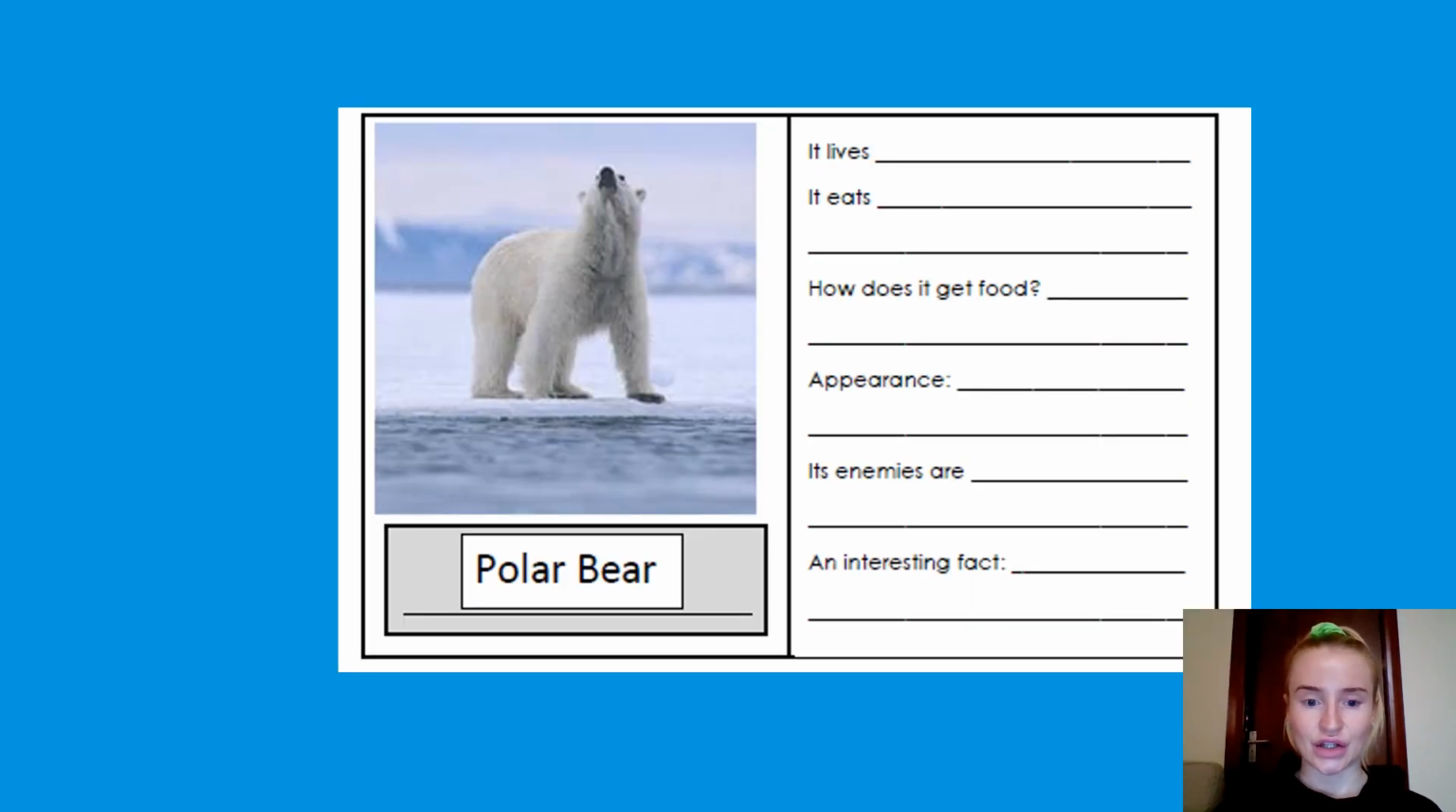And the last one that I chose is a small fact file about a polar bear. And this doesn't have any information, but it does have those subtitles that we're talking about. So it says it lives, it eats, how does it get its food, appearance, that means what it looks like, its enemies, and an interesting fact.